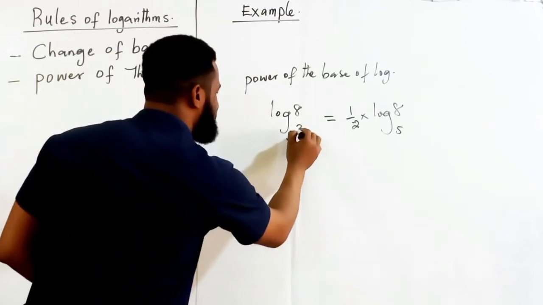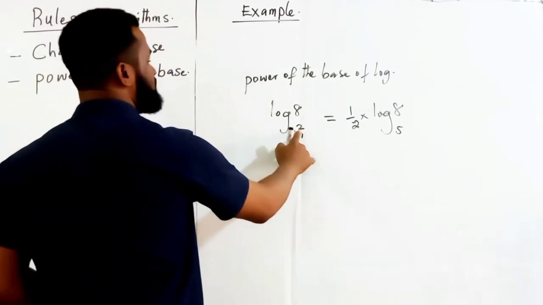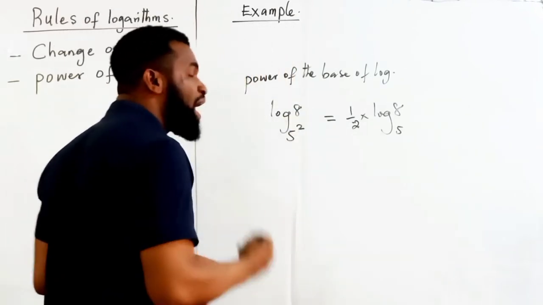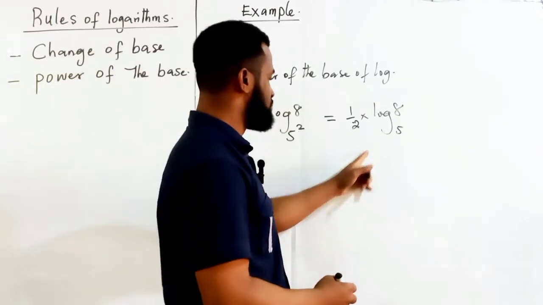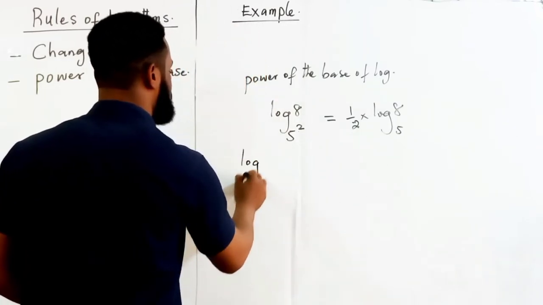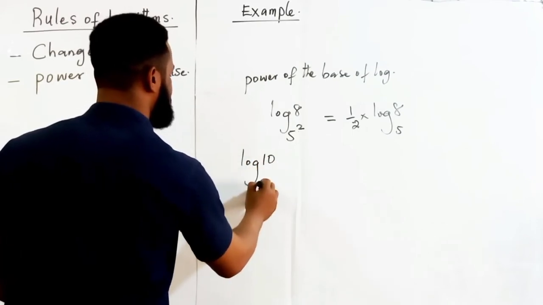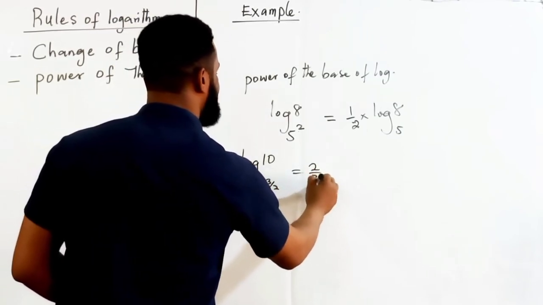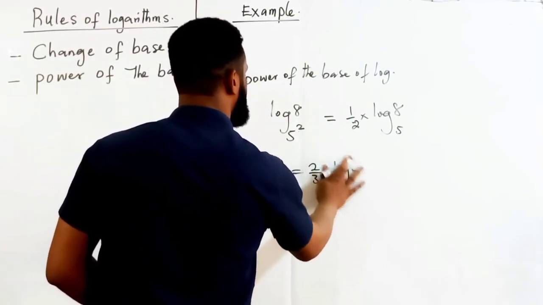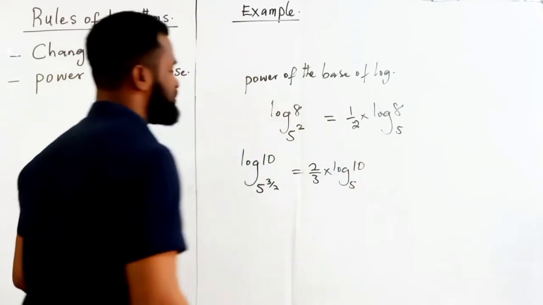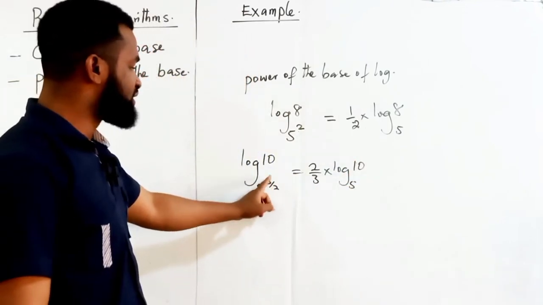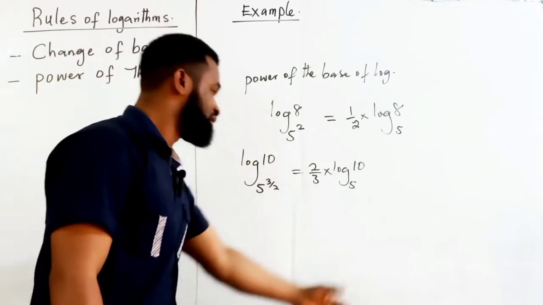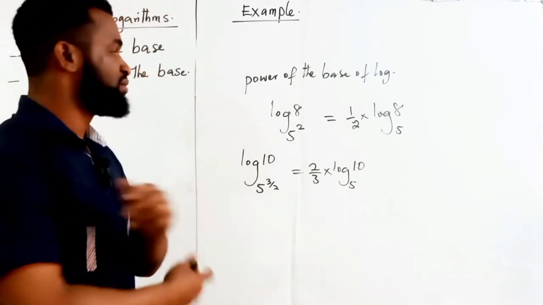So it's simply saying that the power of the base, you invert it as the reciprocal of the power, and we multiply the log. Let me give you another one. If you have log 10 base 5 raised to power 3 over 2, this is going to be 2 over 3 times log 10 base 5. You see that? If I invert the power, you then use it to multiply the log, and the power of the base will disappear, will vanish.